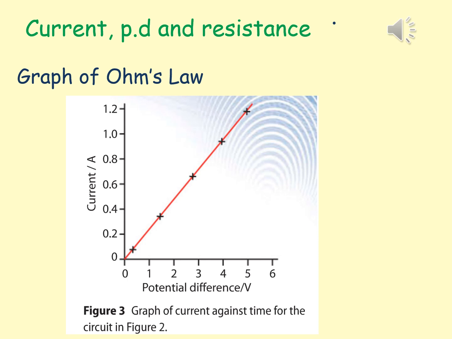So in Ohm's law, if I was to plot a graph of the current against the potential difference, we would have a graph like this, where it is directly proportional. So as the potential difference increases, the current also increases. And we would find that it should fall along this straight line through the origin.